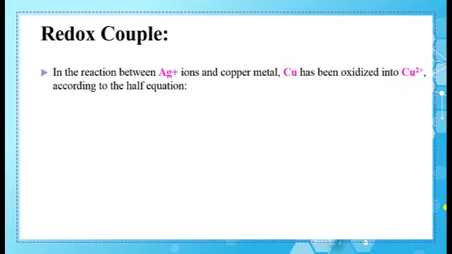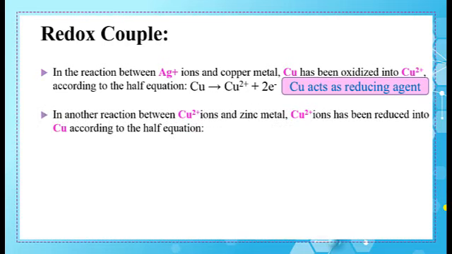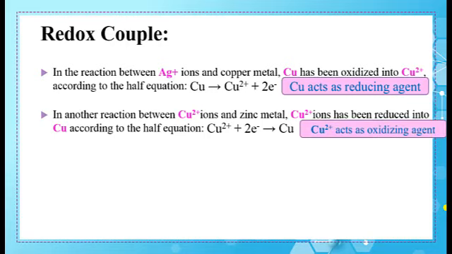What is a redox couple? In the reaction between Ag+ ions and copper metal, Cu has been oxidized into Cu2+. According to the half equation, Cu gives Cu2+ plus 2 electrons. Cu undergoes oxidation, then we say that it acts as a reducing agent. While in another reaction between Cu2+ ions and zinc metal, Cu2+ has been reduced into Cu. According to the half equation, Cu2+ plus 2 electrons gives Cu.